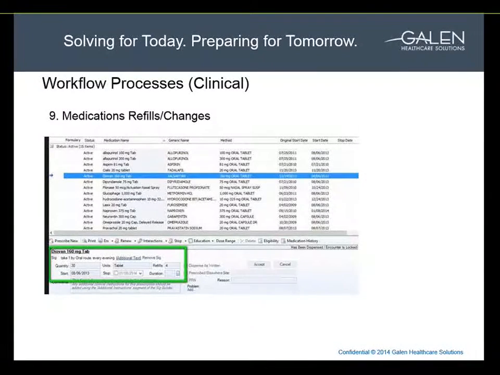Is there a refill protocol? This could entail which roles can refill prescriptions, prescription refill turnaround time. For example, some clinics require 48 hours for a prescription to be refilled, in addition to certain prerequisites that need to be met for a prescription to be renewed.